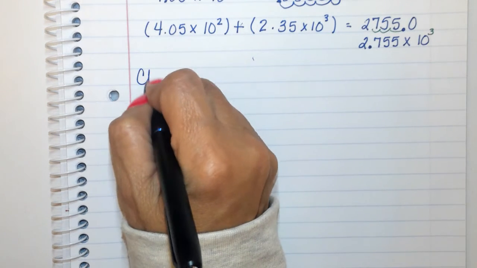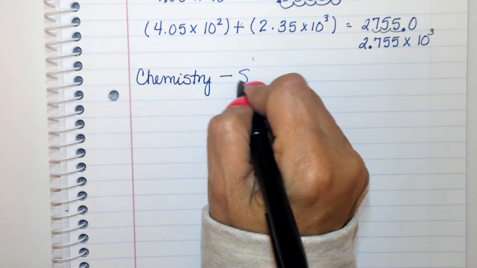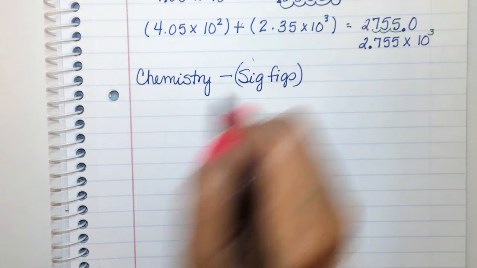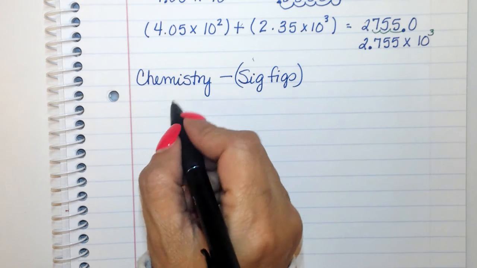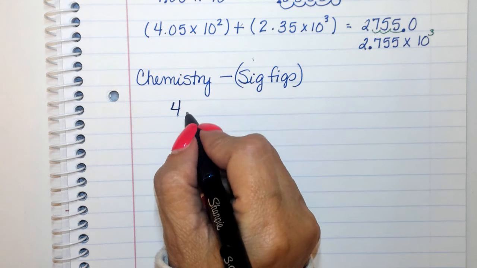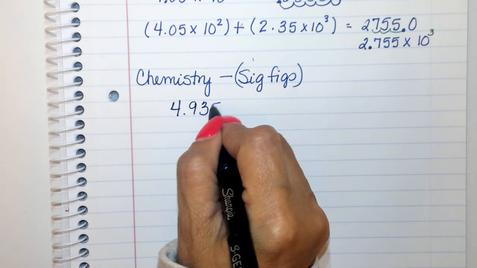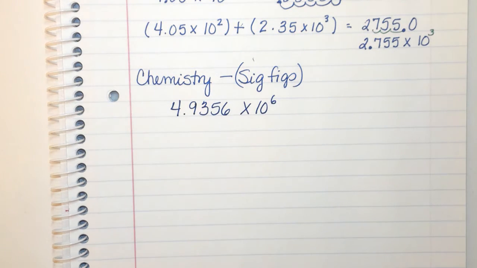Now, something else I want to remind you of is from chemistry, you learned something called sig figs. I don't know if you remember that or not, but significant figures. You do that a lot in chemistry, in physics a little bit. Here's what sig figs mean. If I have 4.9, maybe 356 times 10 to the 6th power, that's not sig figs. That's a big old number times 10 to the 6th.